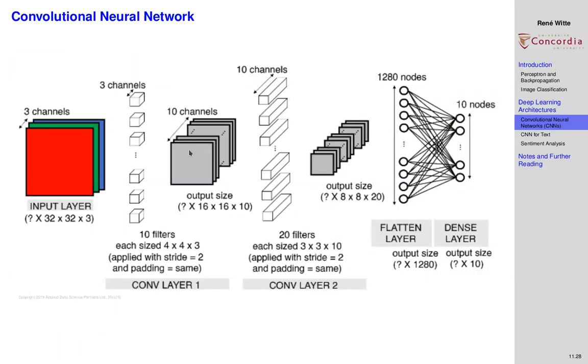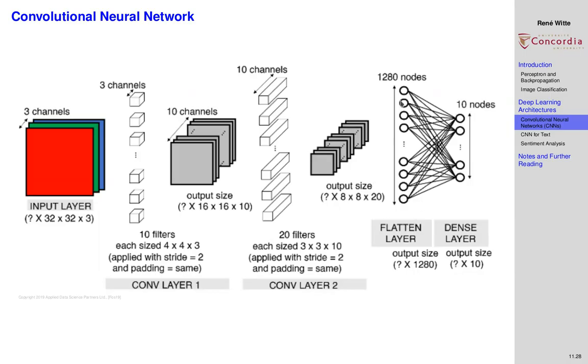So what we get is, because we have 10 filters, we now have 10 channels on the output side. And because we use the stride of 2, we effectively halved the size of the image from 32 by 32 to 16 by 16. Then we have another convolution layer, and here we say we want to have 20 filters. And we make it smaller still, 3 by 3, and use a stride of 2. So it will halve again the size of the image.